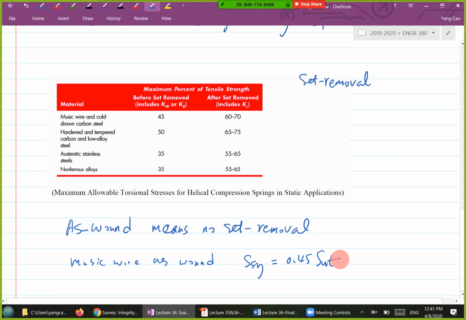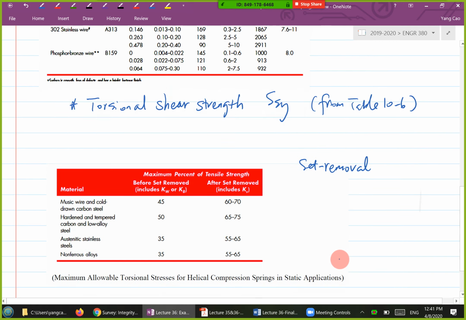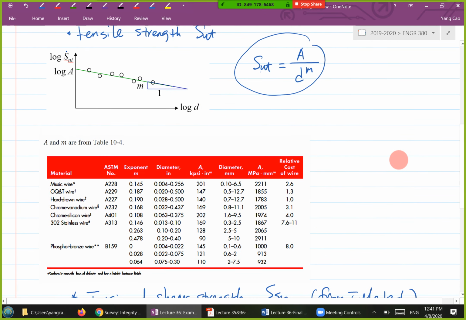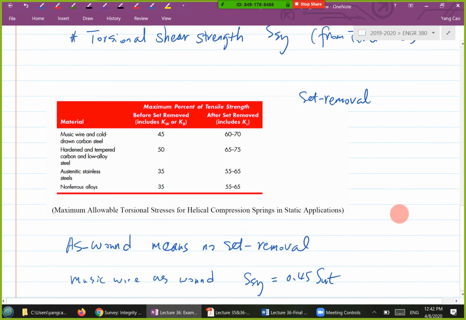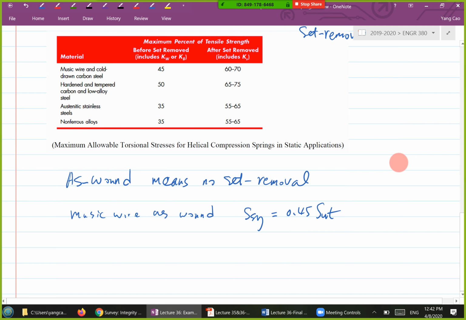Okay. And your SUT should be found from this formula, and A and M should be from this table 10-4, and D is the actual wire size, right? So then you can get your SSY. So this is how you can get the SSY. Unfortunately, this is not a fixed number, it's a range, right?